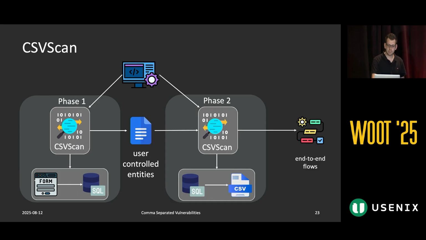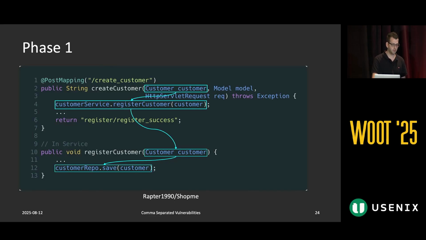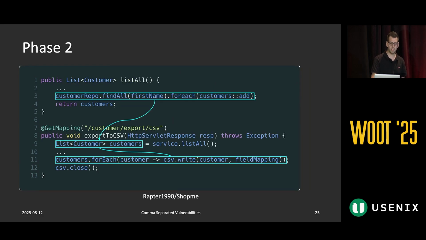To better illustrate this, I have an example of an application. So here you can see the code of ShopMe. And this is the first phase, where we see this customer object that contains username, address, and stuff like that, which is later on written into the database with this customer repo object. And then we have the second phase. And here we can see that all customers are loaded from the database, and then later on in line 11, written to a CSV file line by line with this for loop.